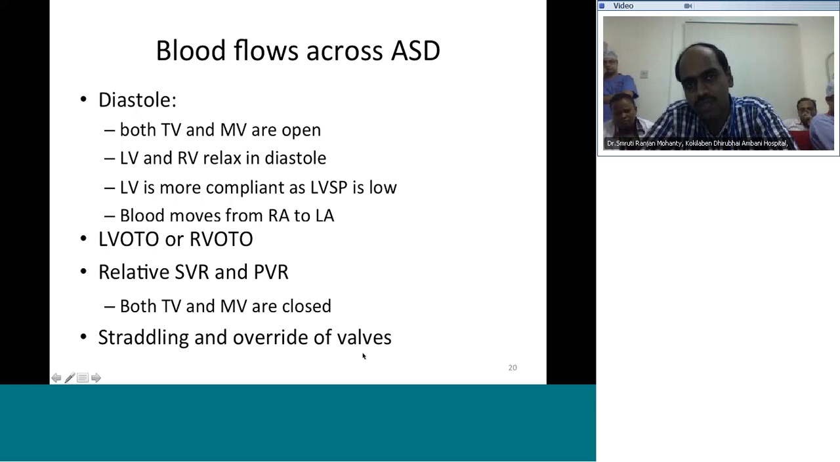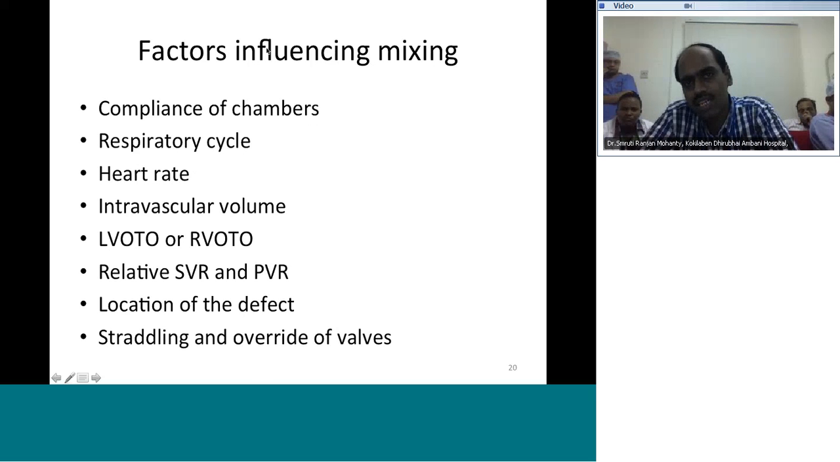So what are the factors that influence this mixing? Obviously, the first thing I told you: RV is less compliant, LV is more compliant, because LV is thinner and RV is thicker. Now, is that the only thing? Is it so simple to understand? Respiratory cycle. When I inspire, I suck the superior and inferior vena cava blood back into my right atrium, and so there is an increased systemic venous return. That is also going to change the mixing transiently. So there will be some respiratory variation.